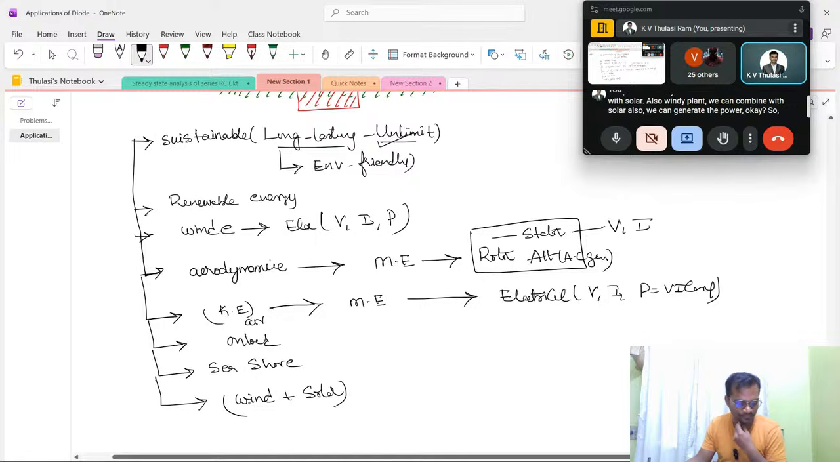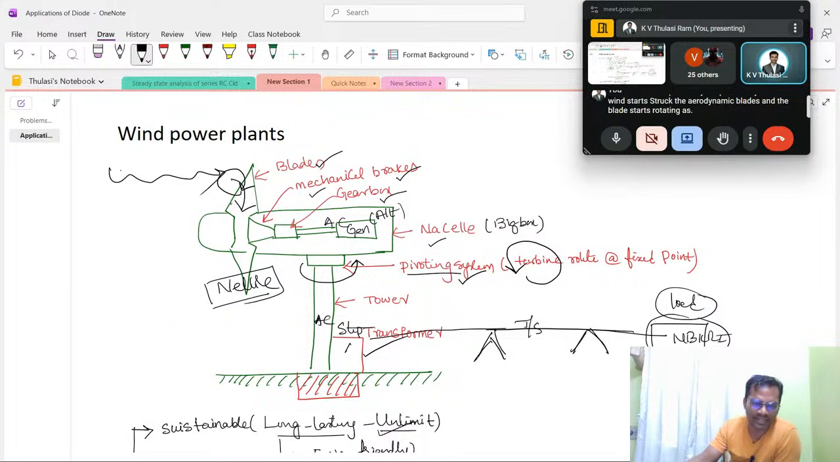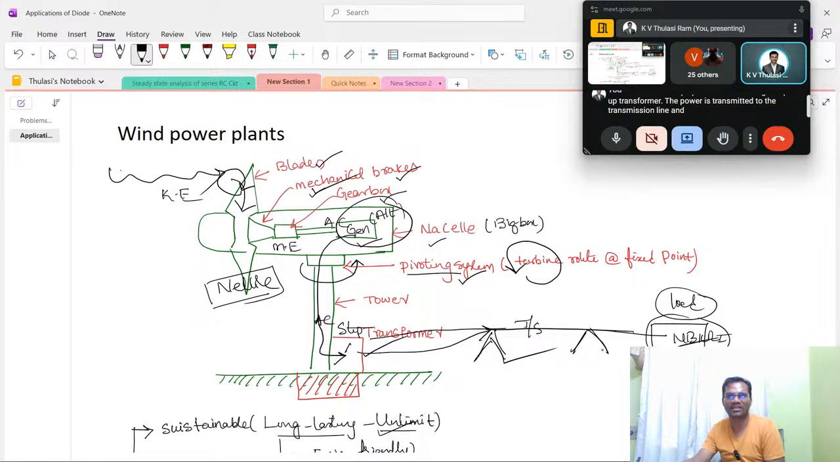Here the technique is very simple. As I already told, the wind strikes the aerodynamic blades and the blades start rotating, so the kinetic energy of the wind is converted into mechanical energy. To reduce the speed of the blades, mechanical brakes are used, and this mechanical energy is converted into electrical energy with the help of an alternator. Through wires it is connected to the step up transformer, and through the step up transformer the power is transmitted to the transmission line and reaches the nearby load. That is what happens in a wind turbine.